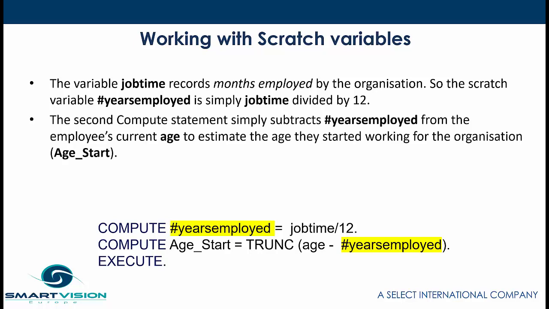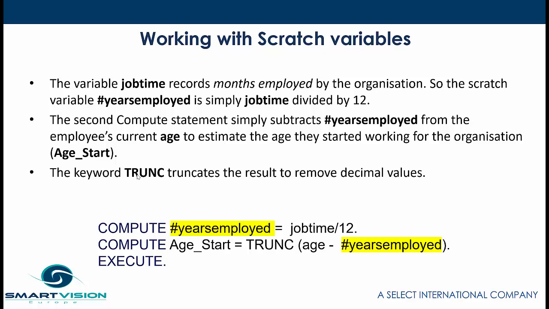So if we wanted to figure out what age they were when they started working for the organization, we could take away our hash variable, or scratch variable here, years employed, from the variable age, and that would allow us to create a new, permanent field called age start, what age they were when they started working there. There's an additional statement called trunc, and that just truncates the result to remove any decimal places. It just chops off any decimal places at the end.